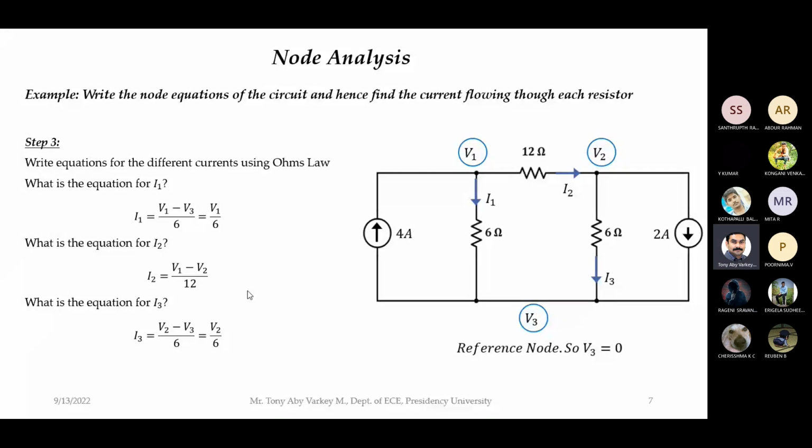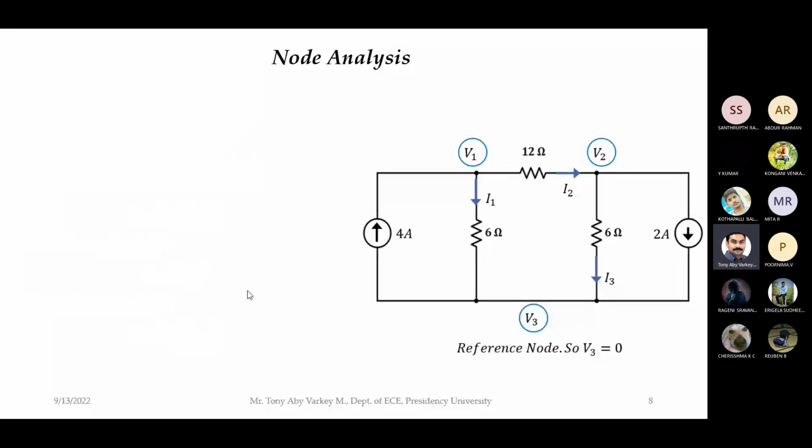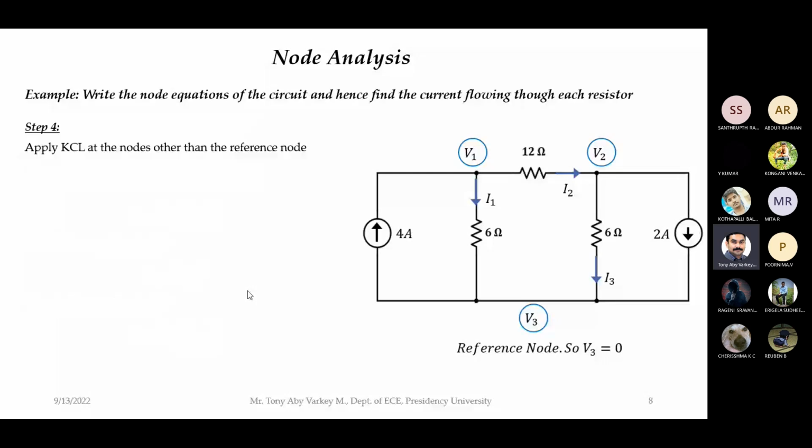Okay. So once we have written the currents, now I will apply KCL. I will apply KCL at the nodes other than the reference node, at this point and this point. So if I apply KCL at node V1, can you tell me what is the KCL at node V1? Which is the current entering point V1? 4 amps. 4 ampere. Which are the currents leaving the point V1?